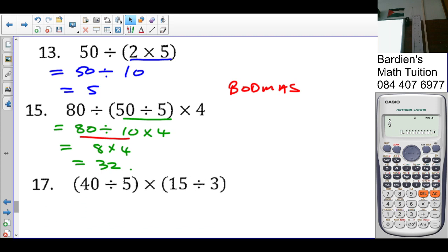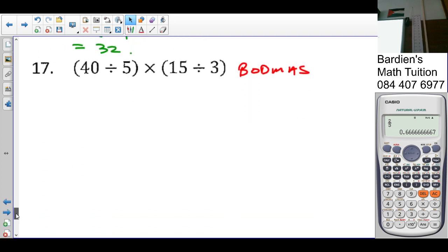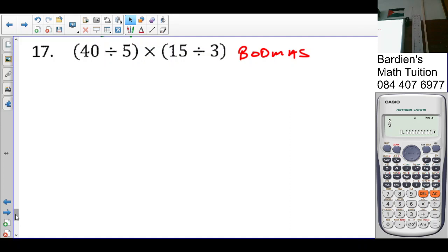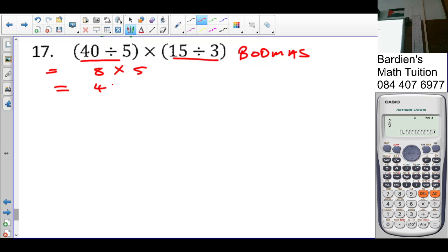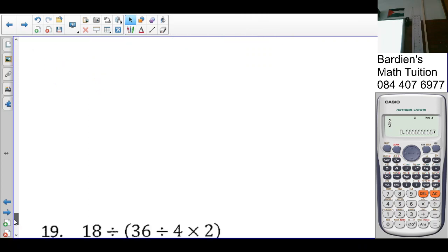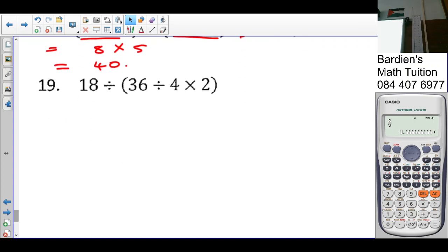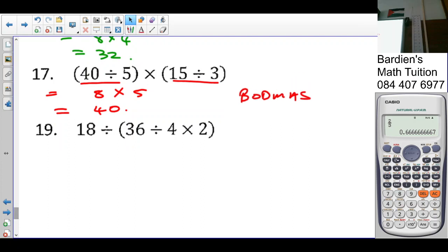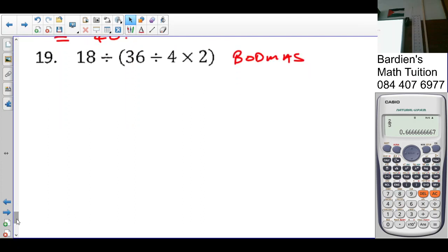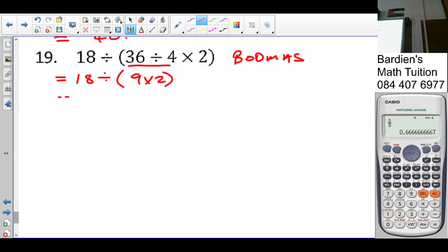Next, 17. Again, brackets first. 40 divided by 5 is 8 times 5. What's 8 times 5? 40. Okay. Number 19. Last one there. According to Bodmas, what must be done first? Brackets. The division in the brackets first. 36 divided by 4 is 9 times 2. What's 9 times 2? 18. 18 divided by 18 is?